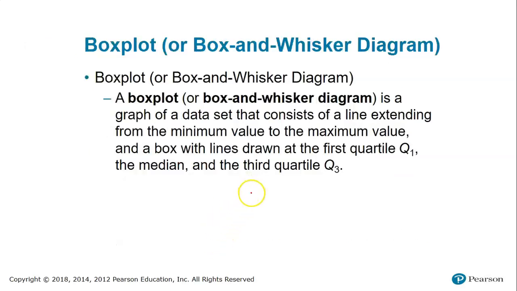Okay, you should be able to graph what's called a box and whiskers graph, or a box plot. It's a graph that basically consists of a line extending from the minimum value to the maximum value. And on that line, we have lines drawn at each of the quartiles: the first quartile, the median, and the third quartile.